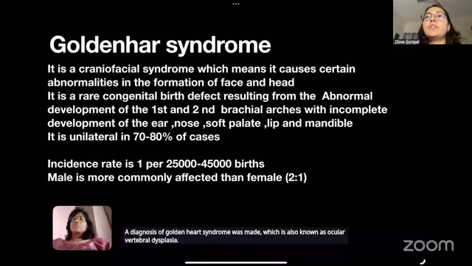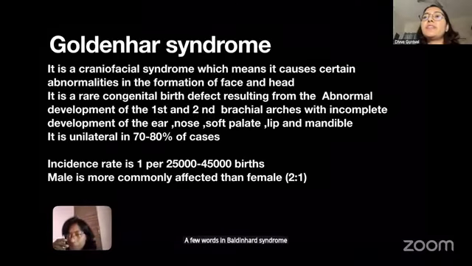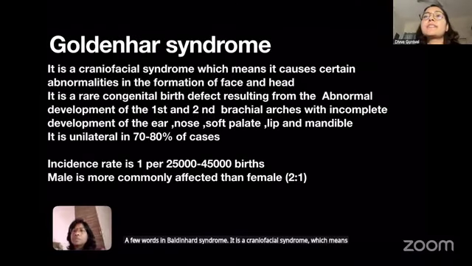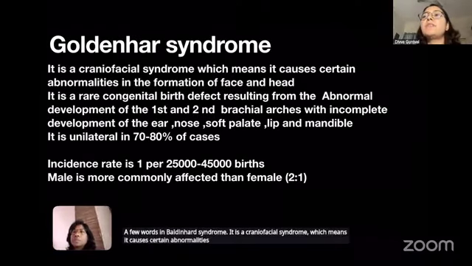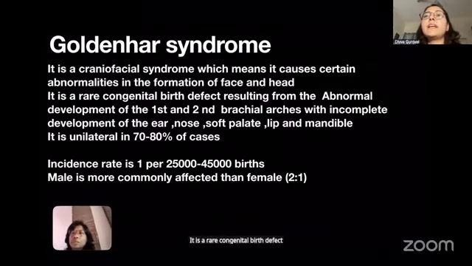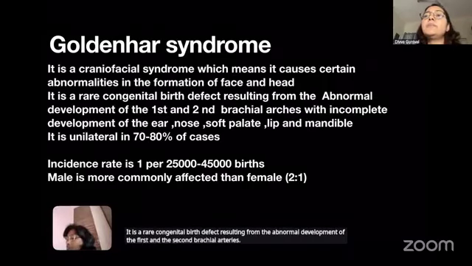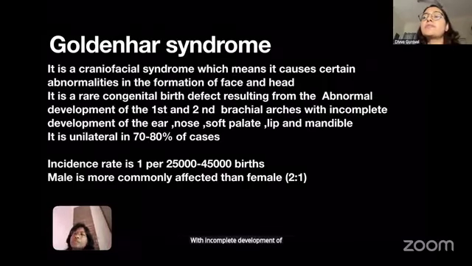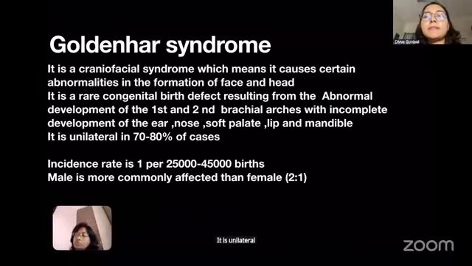A few words on golden hour syndrome. It is a craniofacial syndrome, which means it causes certain abnormalities in the formation of face and head. It is a rare congenital birth defect resulting from the abnormal development of the first and the second branchial arches, with incomplete development of the ear, nose, soft palate, lip, and mandible. It is unilateral in 70 to 80% of the cases. Incidence rate is 1 per 25,000 or 45,000 live births.